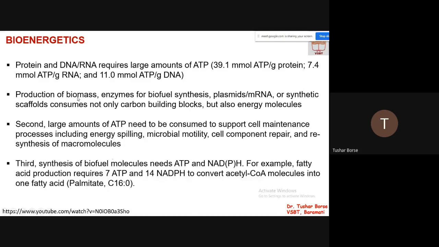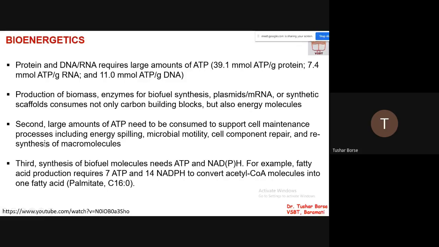Okay, so the majority of the energy could be utilized for the synthesis. The second largest amount of ATP is utilized for cell maintenance. And within cell maintenance, you may have different types of processes like energy spilling, mitosis, cell component repair, and resynthesis of the macromolecules, etc., etc.